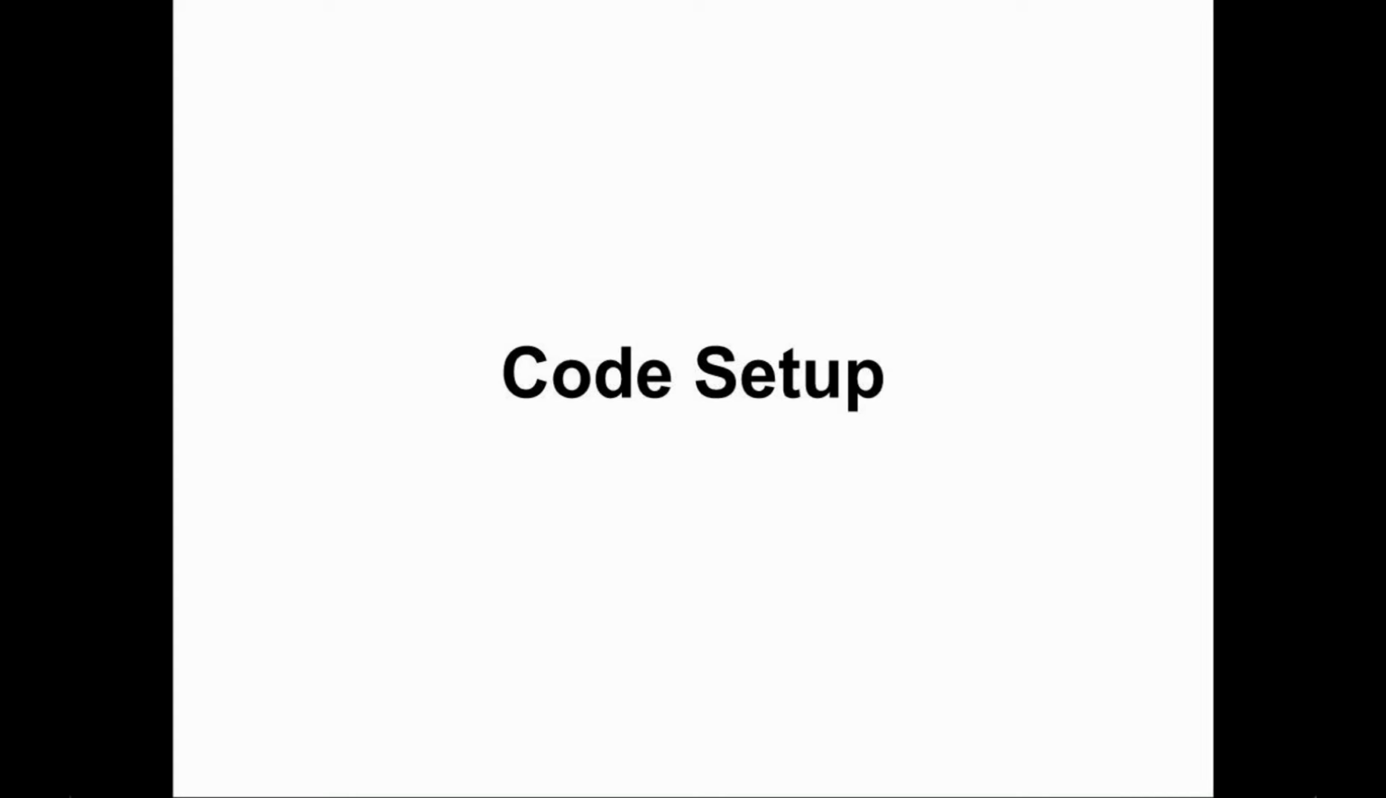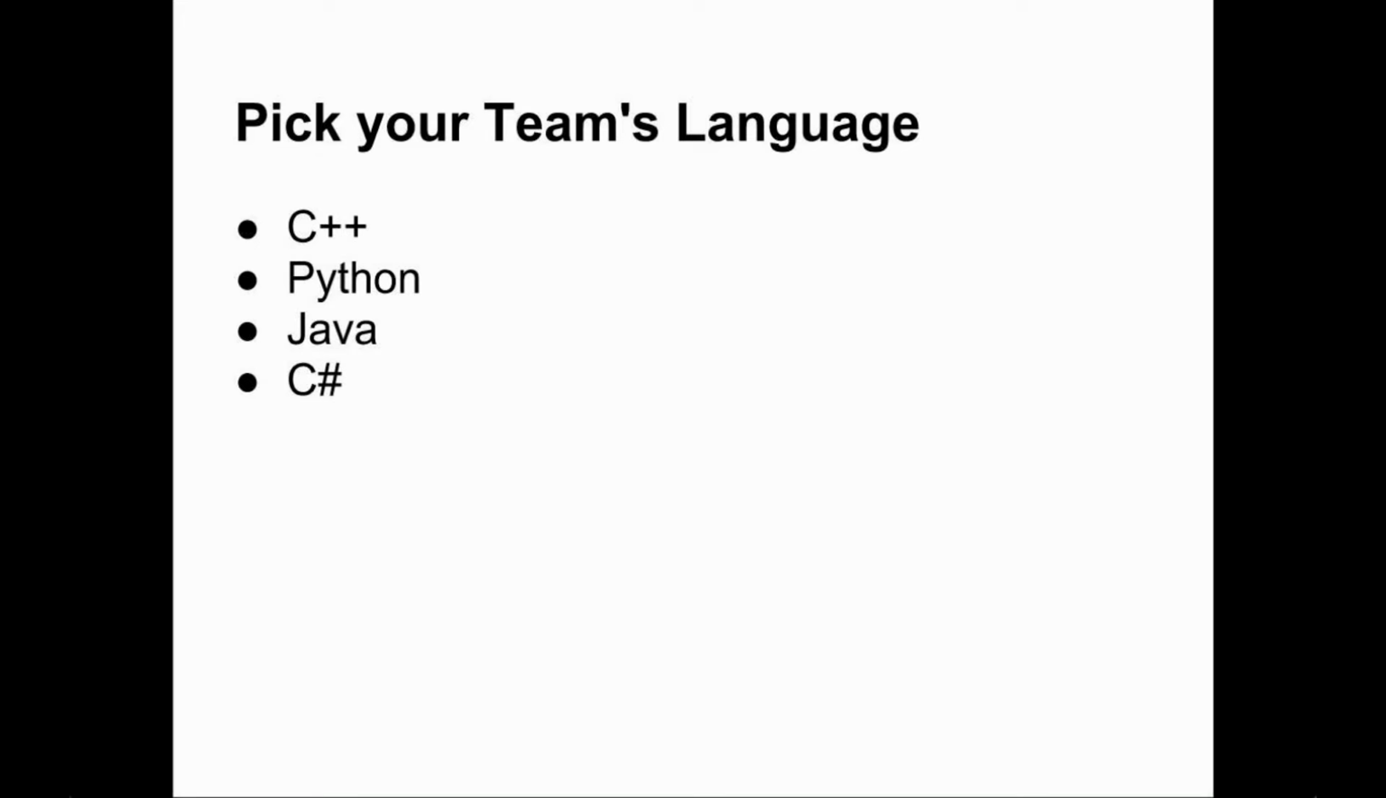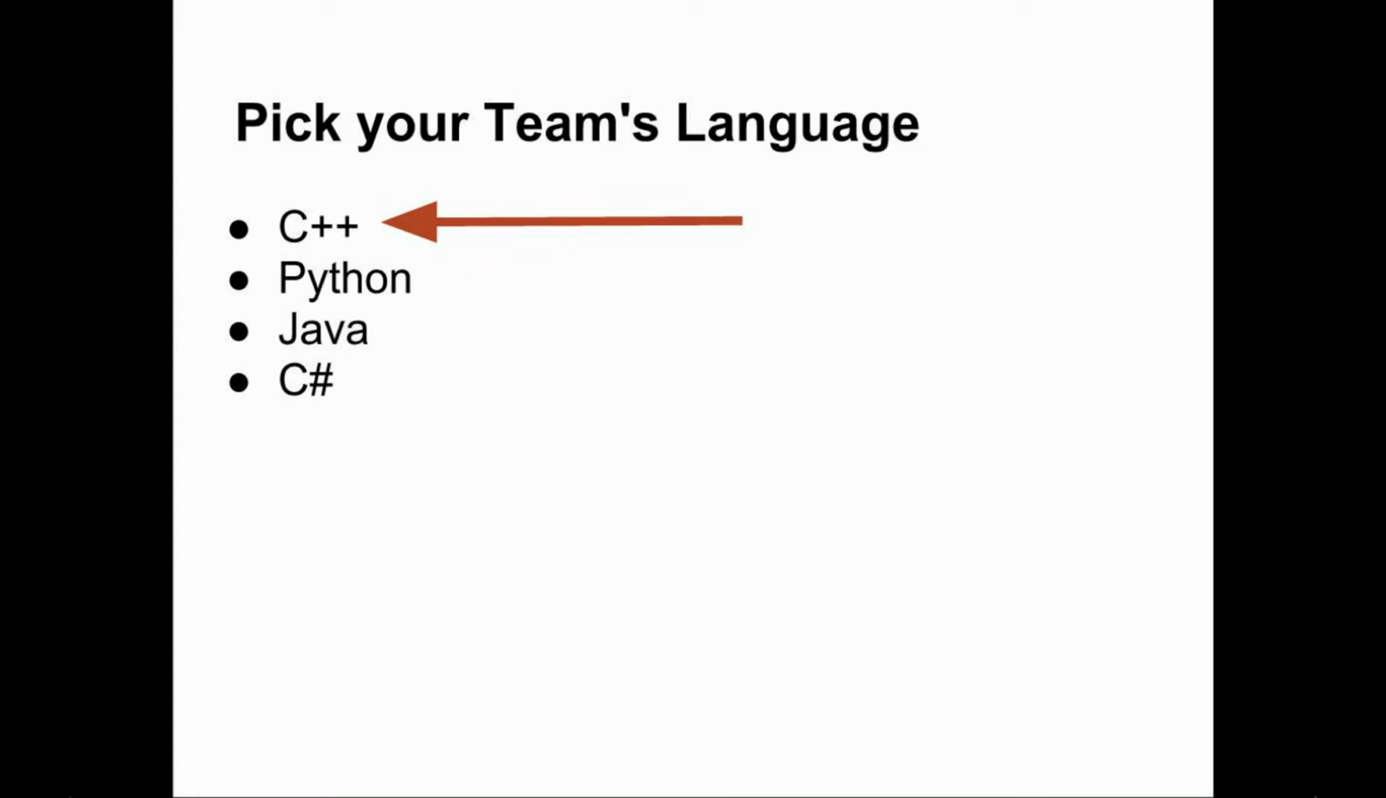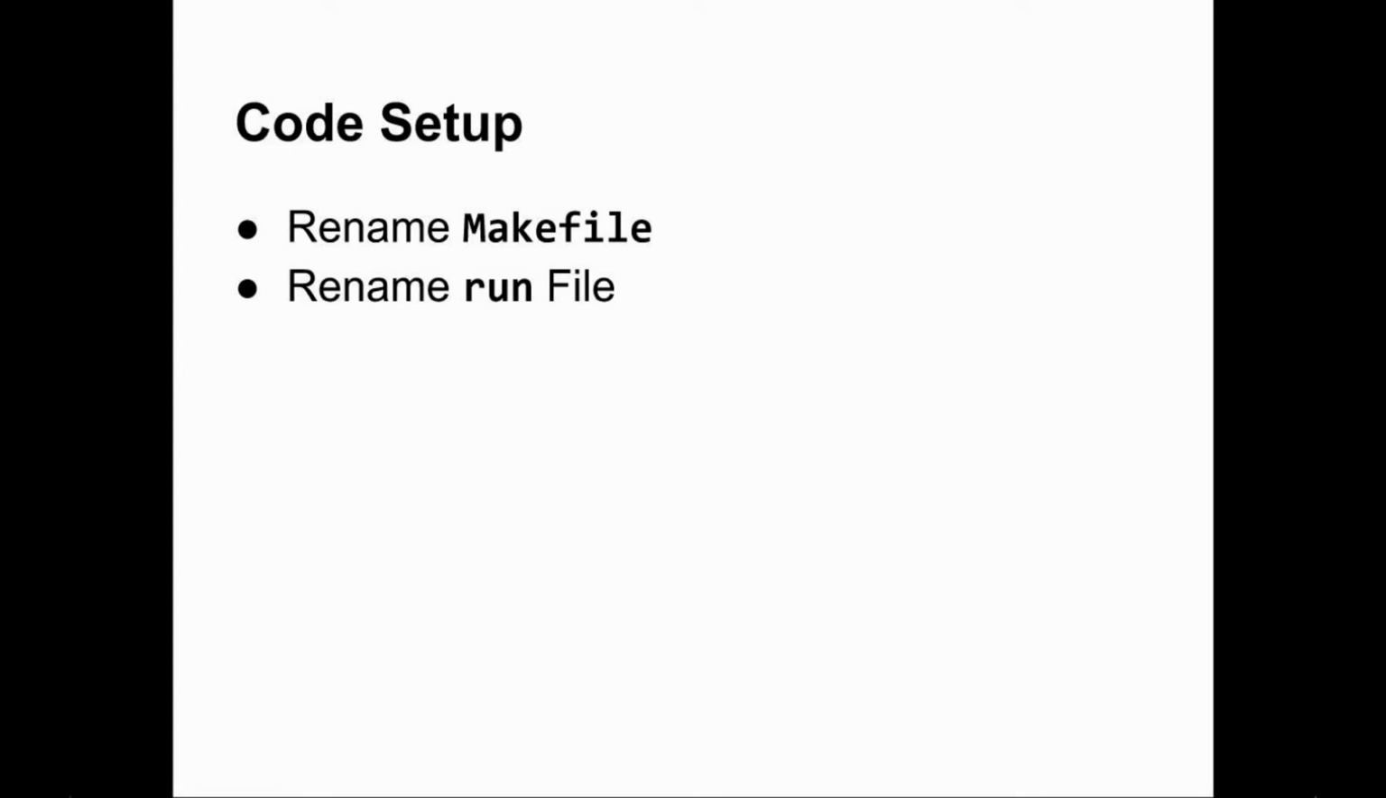There's some basic setup you'll have to do at the beginning of the competition so that your code can be compiled and run in the arena and in the final tournament. Before you start modifying files, you need to decide which language you'll be developing in. Your whole team has to develop using the same client language. I'm the only one on my team, and I'm going to choose C++. There are two very important things you have to do to set up your code. The first is rename your makefile, and the second is to rename your run file.